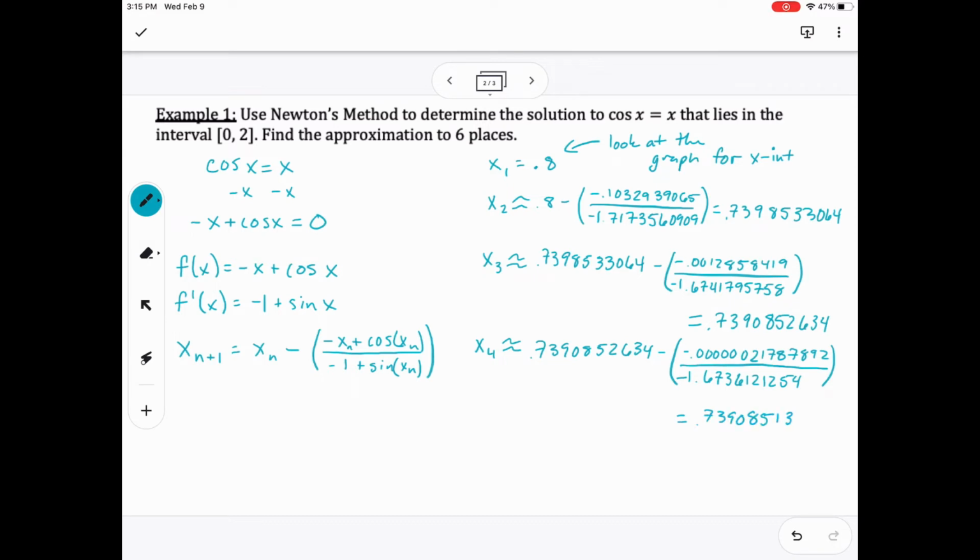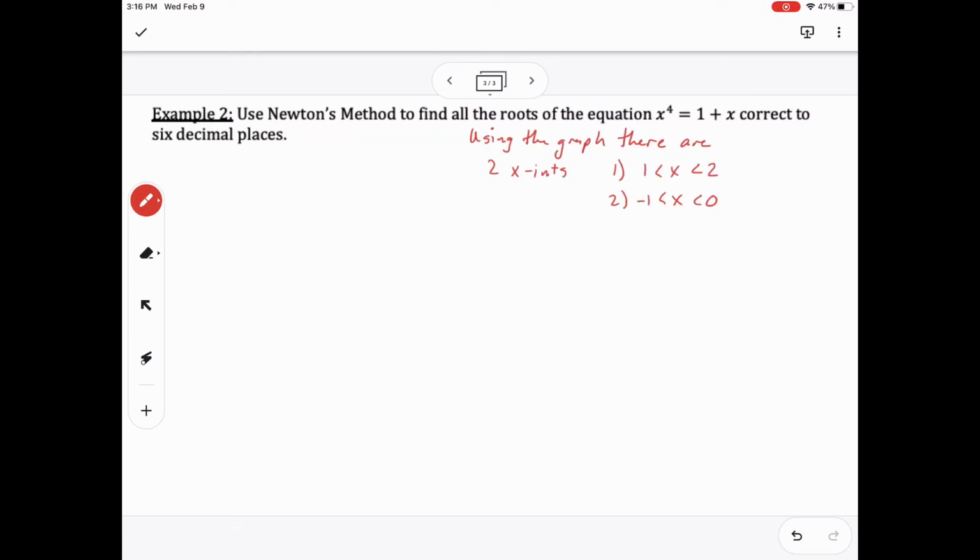And so as you're going down and doing these iterations, to know when to stop, you're looking for the repeating pattern of the first 6 decimals or 8 decimals, however many they ask for. So here I'm able to get 0.739085 for that one.